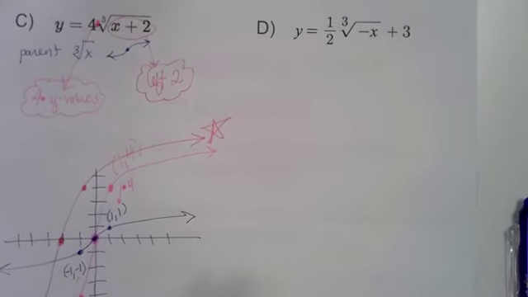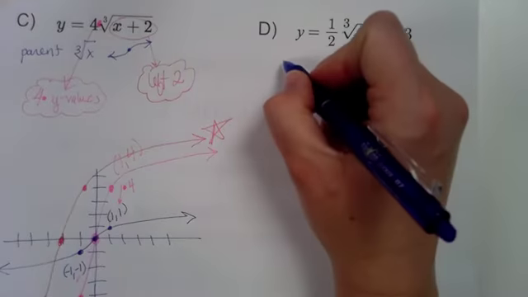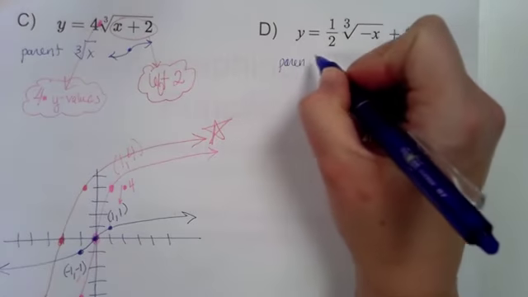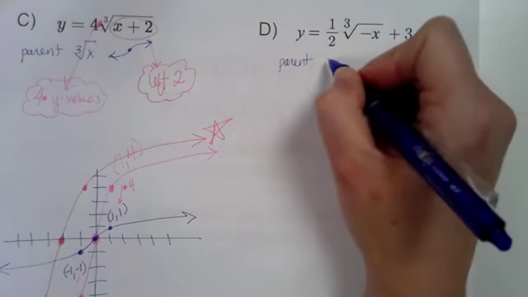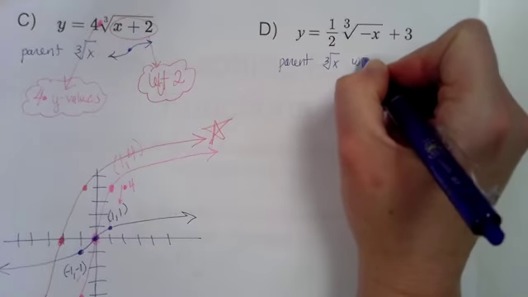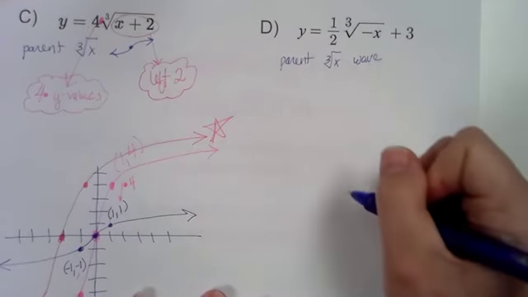All right. Last one here, ladies and gentlemen. Y equals 1/2 times the cube root of -x plus 3. What is our parent function here? Cube root again. Our wave function. Cube root wave.